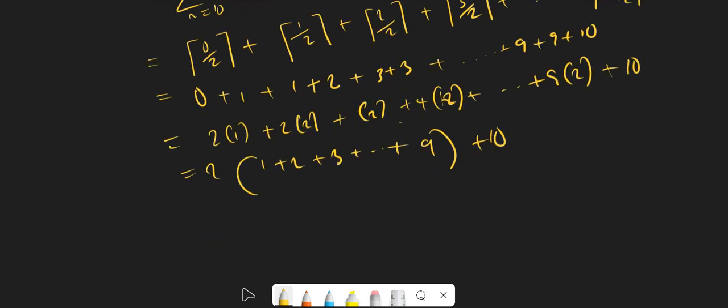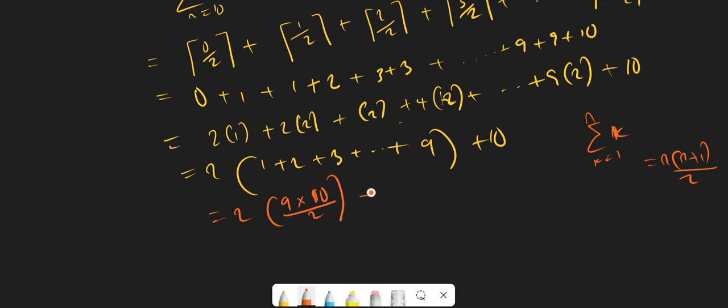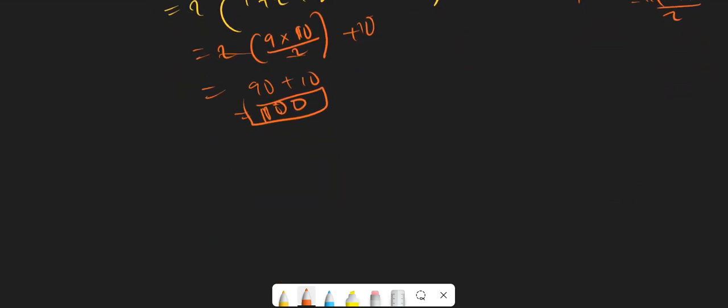Now if you use the summation formula, we know that the sum of k as k runs from 1 to n is n times n plus 1 over 2. So you will have this to be 2 times 9 times 10 all divided by 2, plus 10. So you have the 2 cancel out. 9 times 10 is 90. So you have 90 plus 10. So you would have 100. So the sum here would be 100. Okay, so that is that. So the final answer is 100.